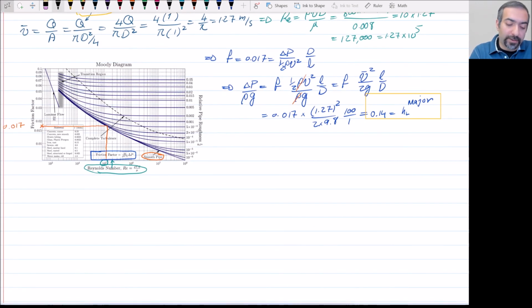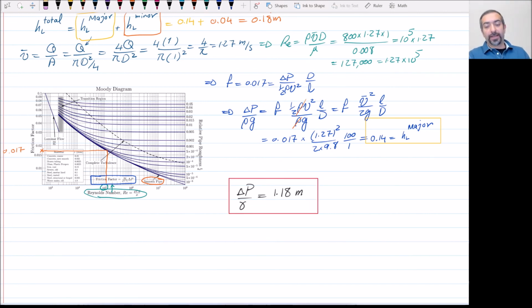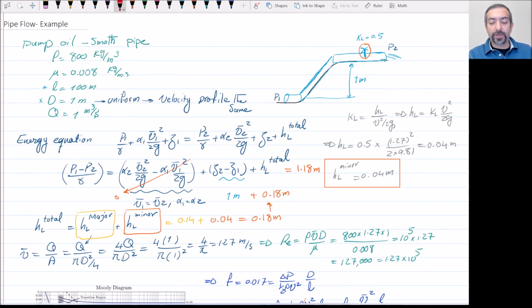All right, so I can just write down the final answer. HL total therefore is equal to, no, I'm sorry, the delta P total. Delta P over gamma total is going to be 1.18 meters. So we need a pump that can pump water 1.18 or 118 centimeters up, and that pump is going to achieve 1 cubic meter per second flow rate inside the pipe that basically goes uphill 1 meter and has a valve with a loss coefficient 0.5 in it.